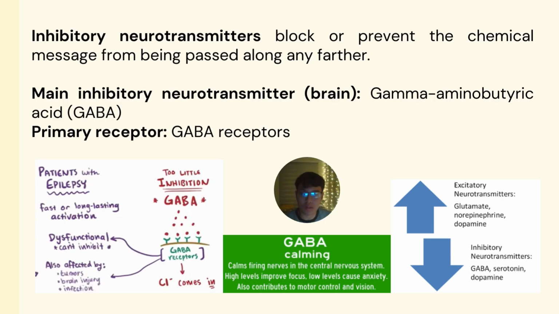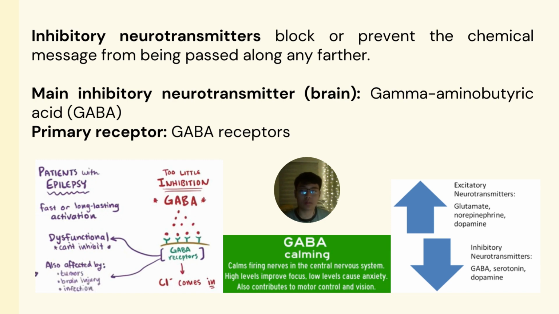Inhibitory neurotransmitters, on the other hand, block or prevent the chemical message from being passed along any further. Gamma-aminobutyric acid, glycine, and serotonin, mga examples ni sila of our inhibitory neurotransmitters. Pero ang main inhibitory neurotransmitter of the brain is GABA, which binds to GABA receptors that tell the cell to inhibit the signals by opening channels that let chloride ions, which are mga negative nga ions, in.